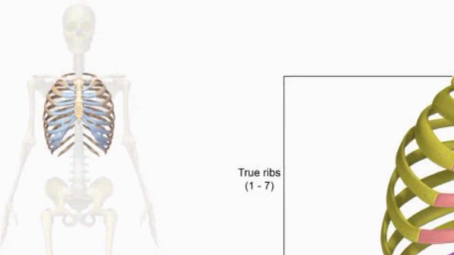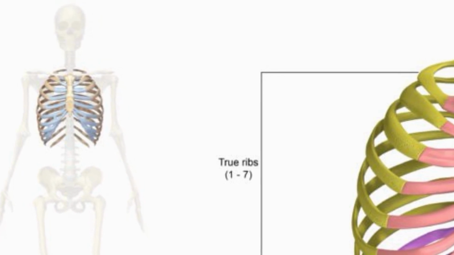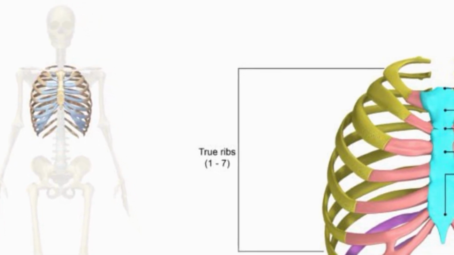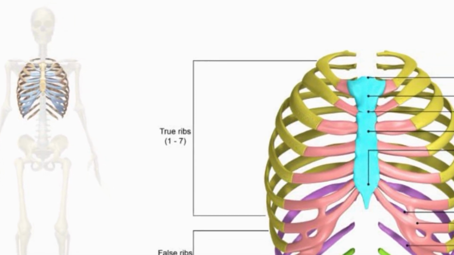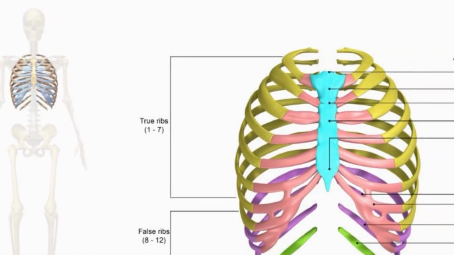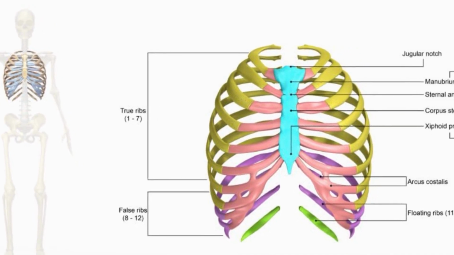There are 7 pairs of true ribs and 5 pairs of false ribs. Ribs 11 and 12 are called floating ribs, as they aren't connected to the costal cartilage like the others are. The ribs and the sternum form a cage that protects the heart, major blood vessels, and the lungs.